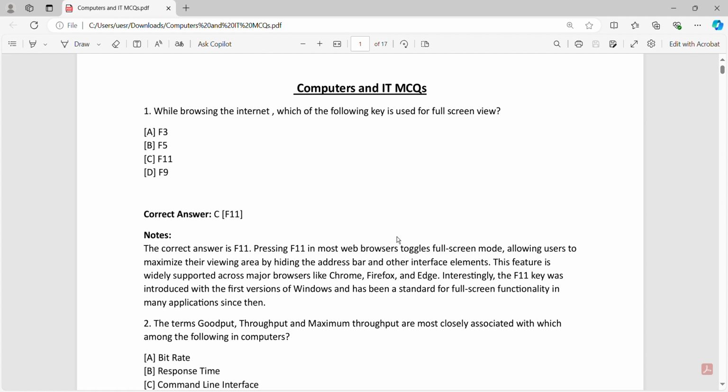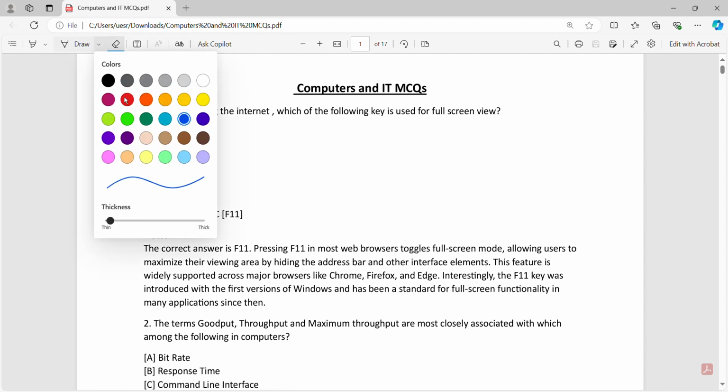So today we will cover the topic computers and IT multiple choice questions series, where we will cover 50 questions which are very important from an exam perspective, competitive exam perspective. So let's move on to these questions one by one and see what happens.